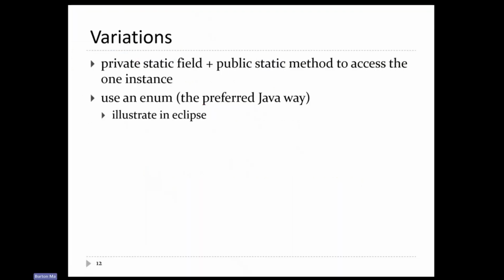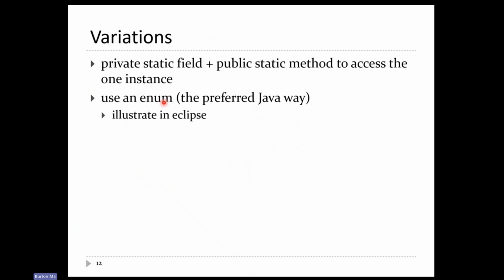Finally, the preferred way to do this in Java is to use an enumeration. So remember how enumerations work in Java? An enumeration in Java is just a class that has one or more constants in it. The language guarantees there's exactly one of each of those constants. That's exactly what we want in this case. We want exactly one Newton object.